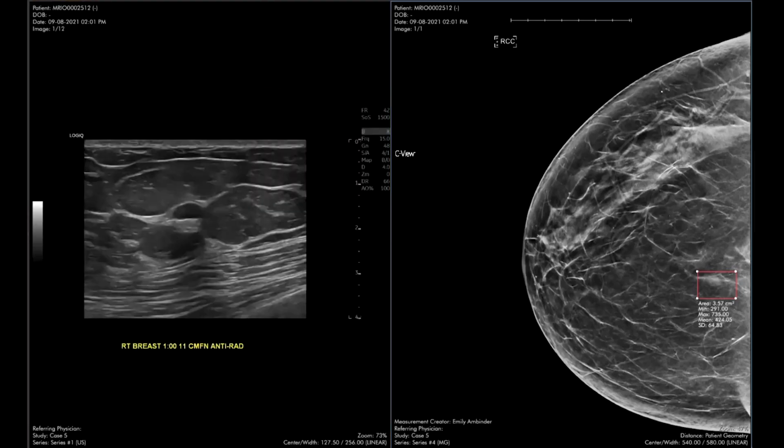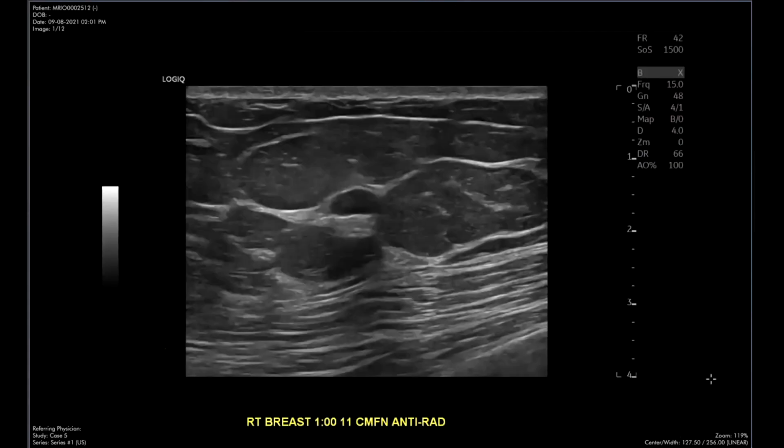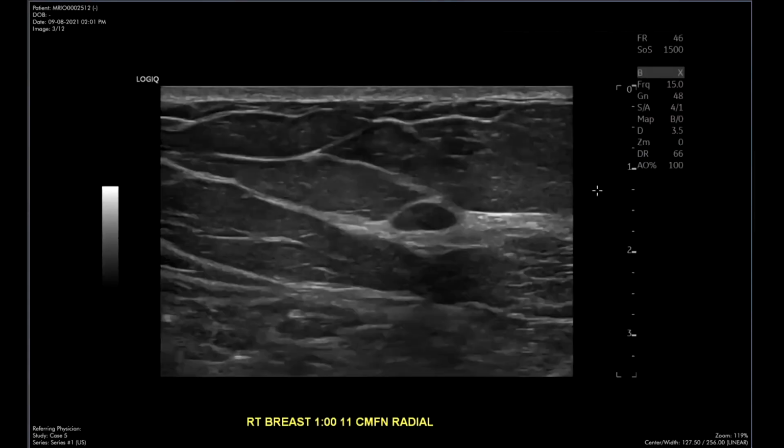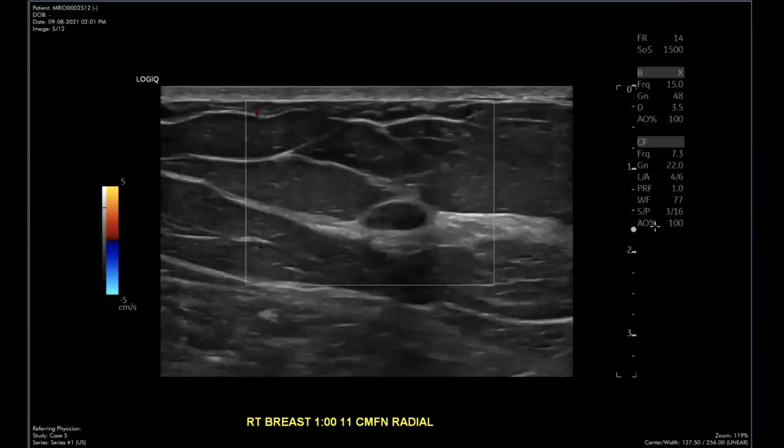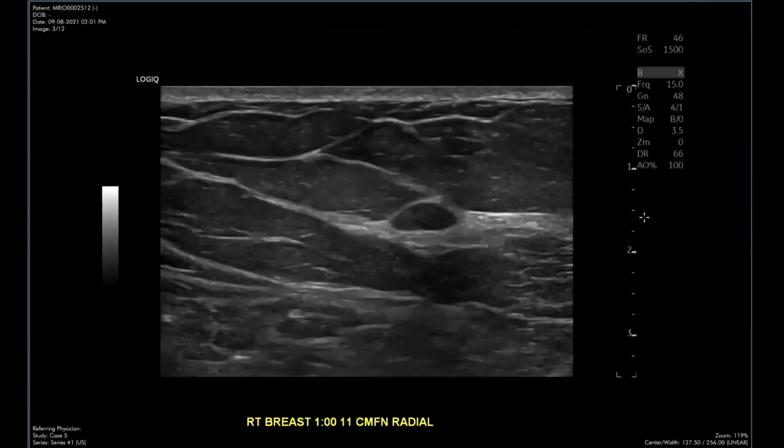Here's the images from the targeted ultrasound. We see this oval circumscribed mass. Now, this is not a simple cyst like we saw previously, and it's also not an intramammary lymph node, which we also saw previously. This looks like it's probably solid. It doesn't have typical appearance of a complicated cyst. For example, we don't see through transmission or an echogenic back wall. This finding meets criteria for a BI-RADS 3 on ultrasound.